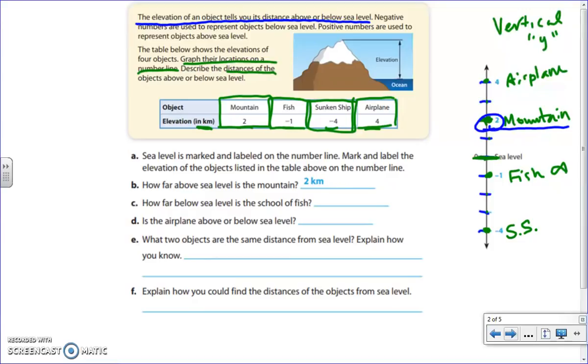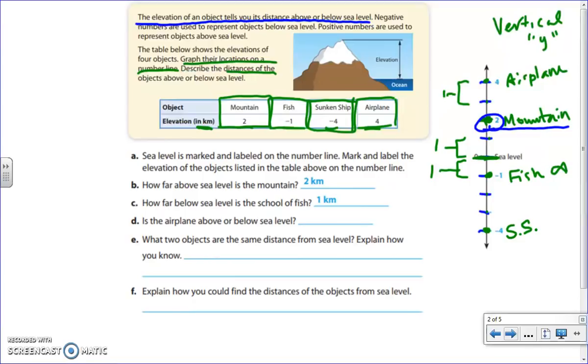So it says how far below sea level is a school of fish. A lot of you are going to be tempted to put -1, but it's not actually -1. It's actually just 1. There's still a distance here. This is still a distance of 1, just like this is a distance of 1, just like this is a distance of 1. Okay, it's still a distance of 1.